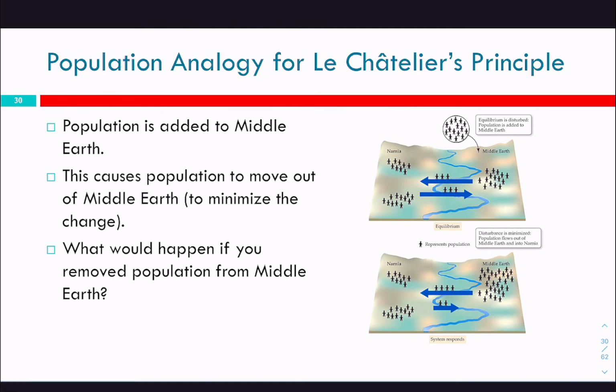Okay, so let's go back to Middle-earth and Narnia again. Let's say that they've sort of come to this equilibrium. There's constantly people moving back and forth from Middle-earth to Narnia and back, but the equilibrium has stabilized. Roughly the same number of people in Middle-earth, roughly the same number of people in Narnia. What happens if you add a ton of extra people to Middle-earth?